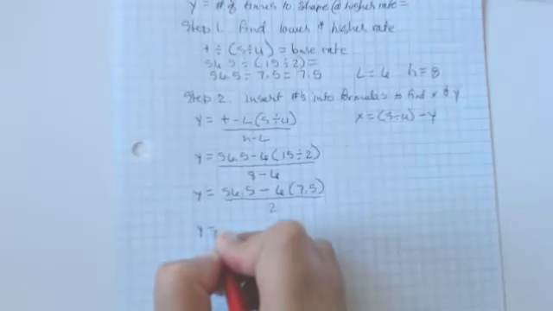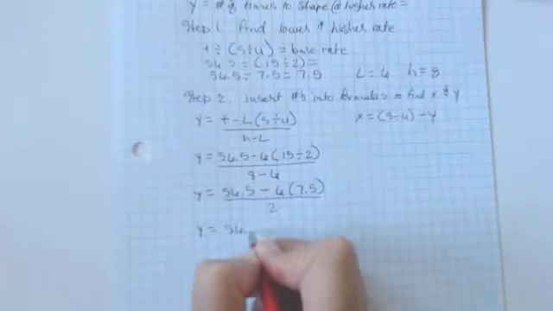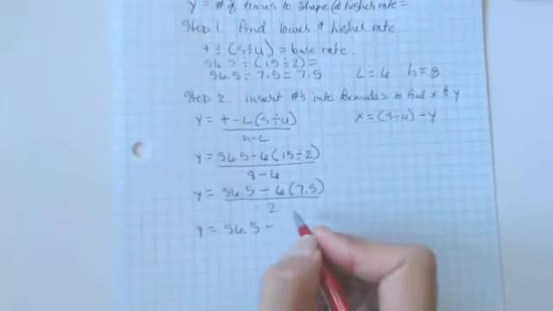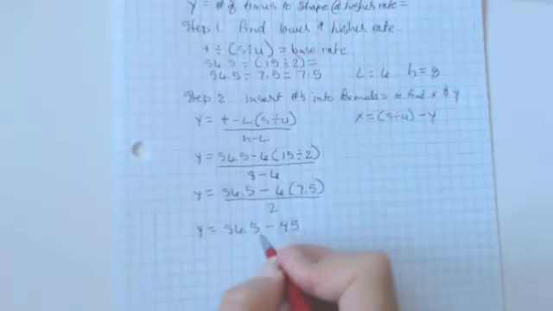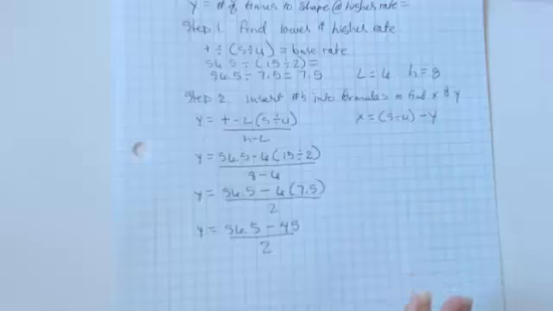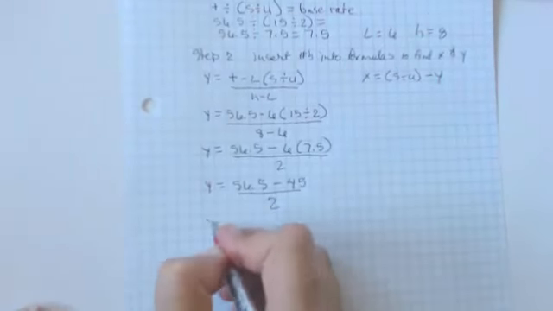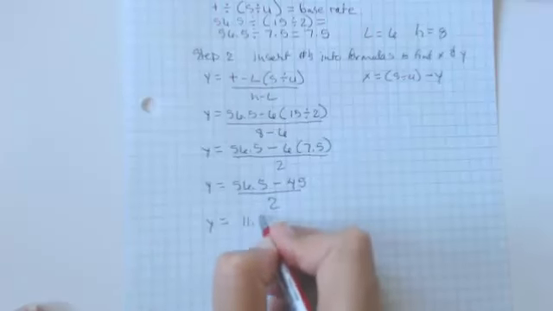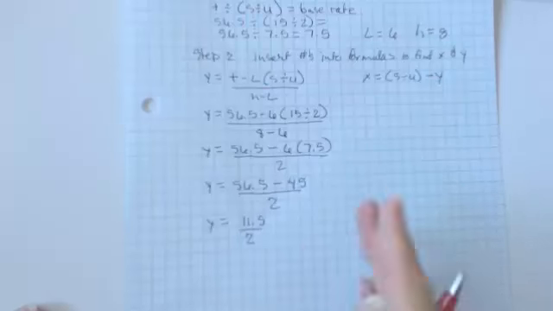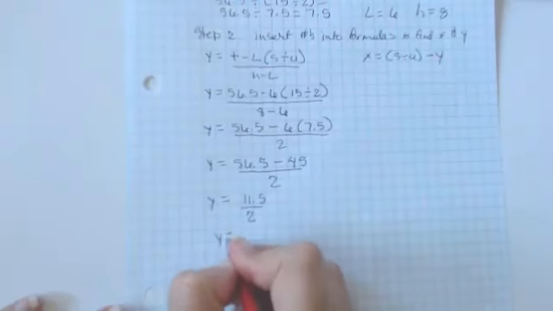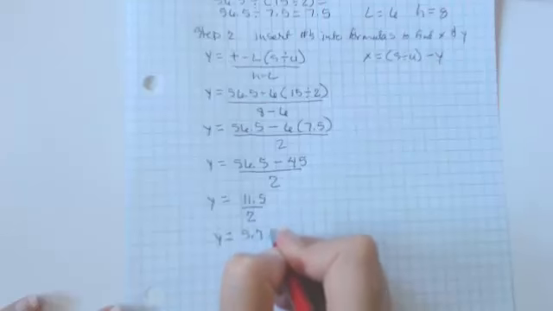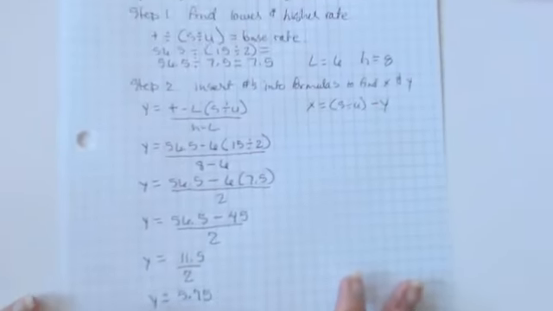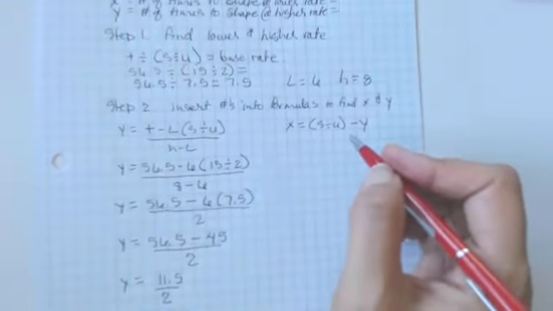Y equals 56.5. Well, let's do multiplication first. So minus 6 times 7.5 is 45 divided by 2. Take it further. Y equals 56.5 minus 45 is 11.5 divided by 2. Y equals 5.75. And again, at the end, we're going to round that. So let's figure out X.